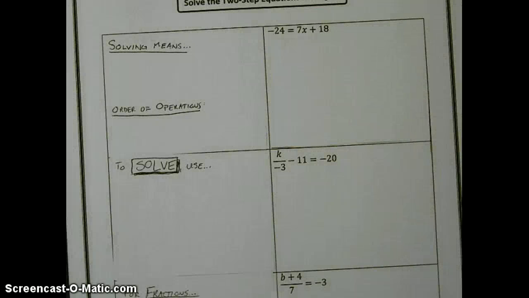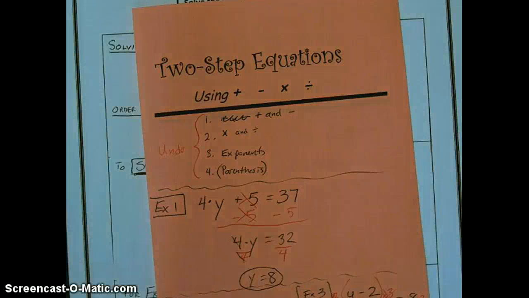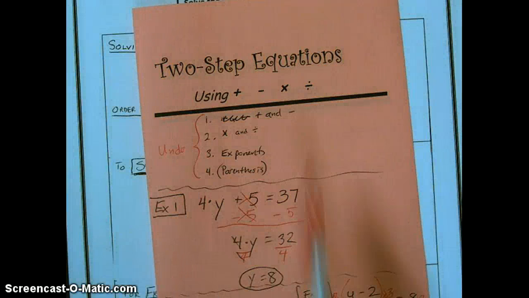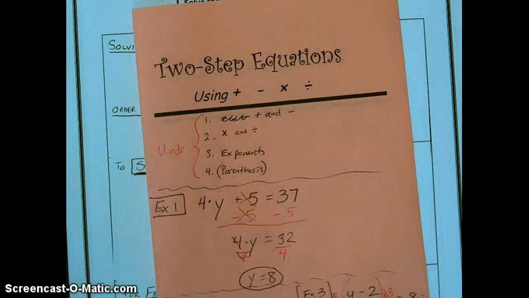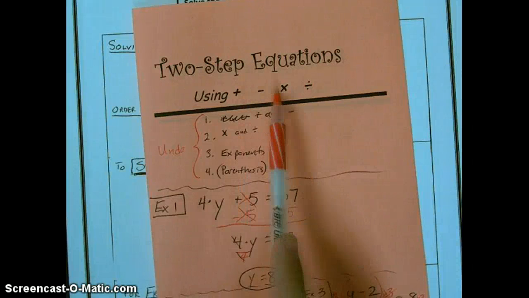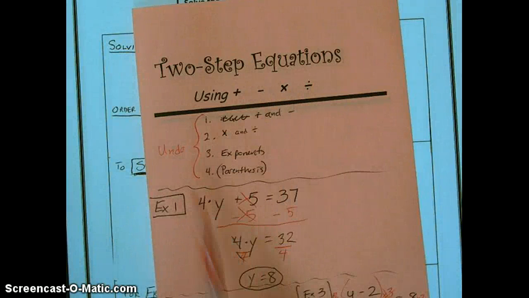So we're looking today at solving two-step equations. Hopefully you still have your foldable from yesterday. Yesterday we did solving two-step equations, and just to briefly review, first of all, we're using all four types of operations: plus, minus, times, divide. We're undoing things, which means we go backwards, reverse order.